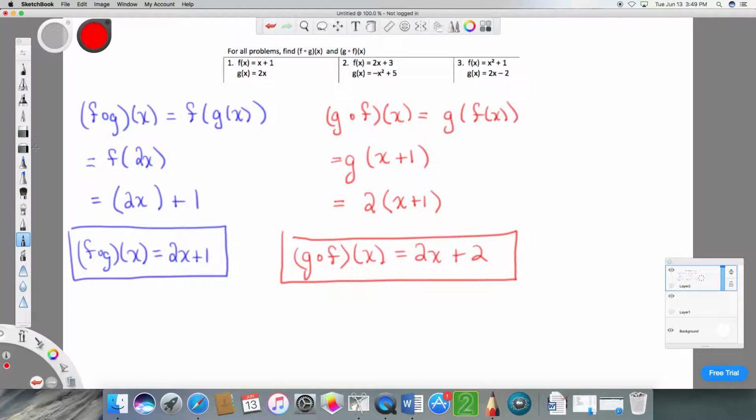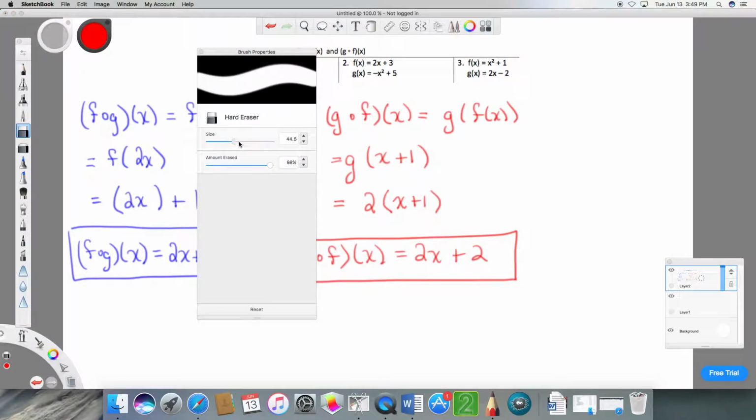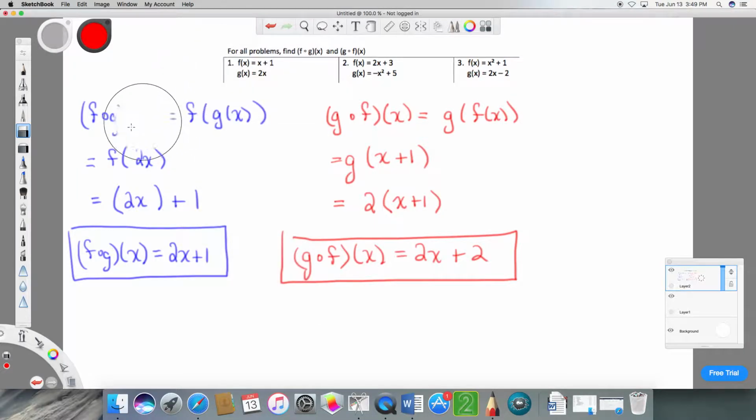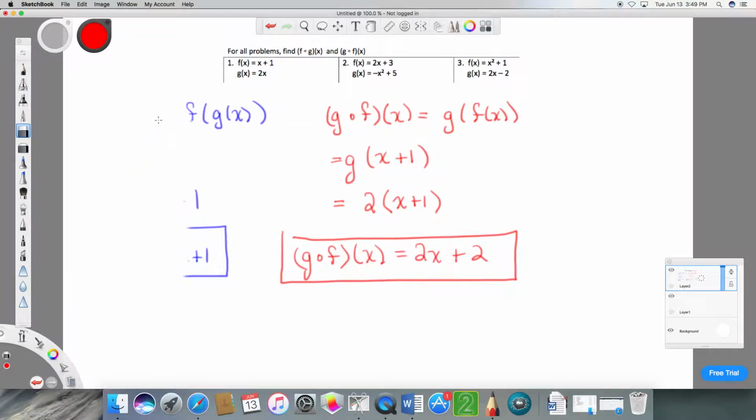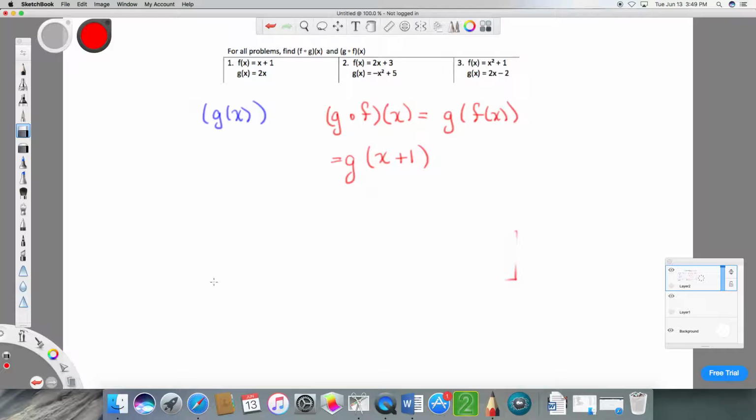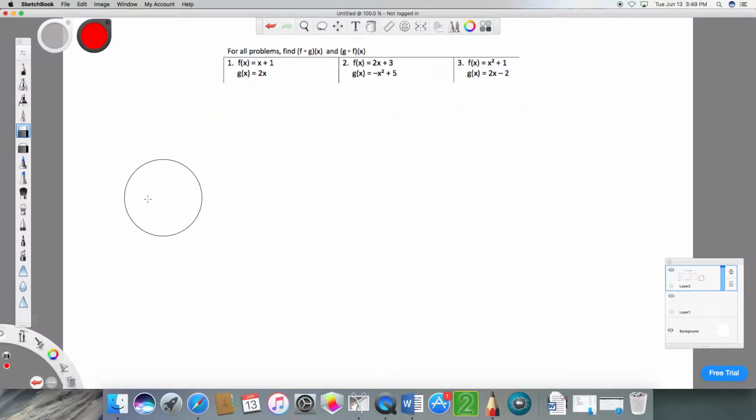All right. Let's erase this answer for problem number one and move on to problem number two. The directions are the same, and the idea is the same. So let's come in and find f composed with g. That is, we're taking g and making it the input for f.